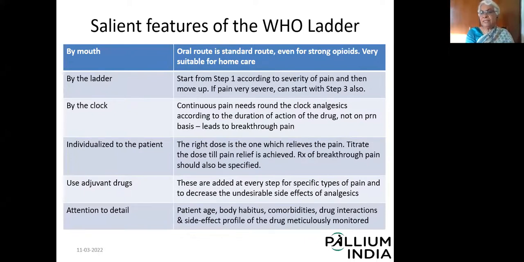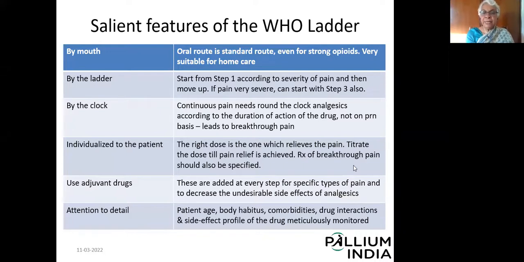Now, what are the salient features of the ladder? Please remember 3 things: by mouth, by ladder, and by clock. By mouth means all the drugs are given orally. That is the standard route of administration, even for the strong opioids. Because of this, it is very suitable for home care. It can be given by the palliative care doctor, by the visiting doctors or nurses. It can even be given by the caregiver of the patient, because it's all given orally.